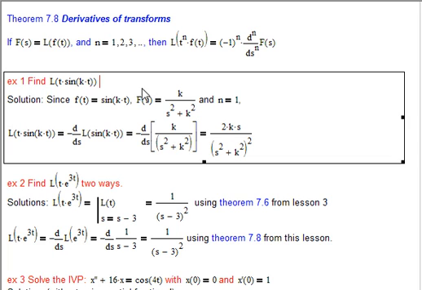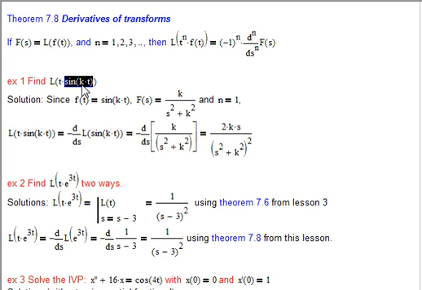For our first example, let's find the Laplace transform of t times the sine of kt. Of course, we already know our function f of t is sine of kt, and that has as its Laplace transform k over s squared plus k squared. We've seen that in the past. But n equals 1 in this case, so the Laplace transform of t to the 1, that's why n equals 1, sine of kt, is negative the derivative of the Laplace transform of sine of kt, which is the derivative of k over s squared plus k squared.